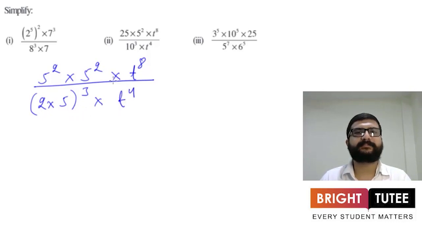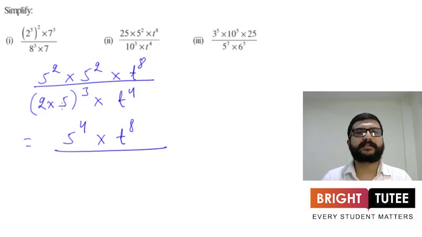Now let's simplify it. So what we will get from here, 5 to the power 2 into 5 to the power 2. This will be 5 to the power 2 plus 2, which is 4, into t to the power 8 divided by 2 to the power 3 into 5 to the power 3 into t to the power 4. Now let's simplify this further.